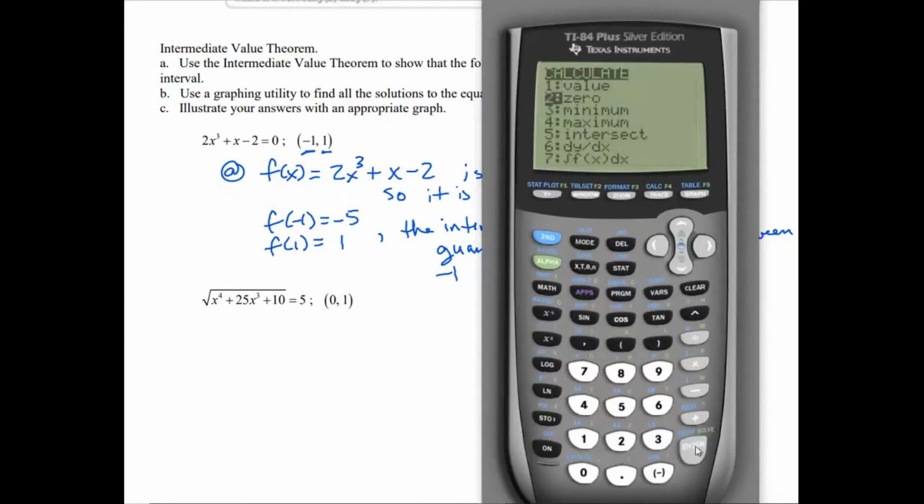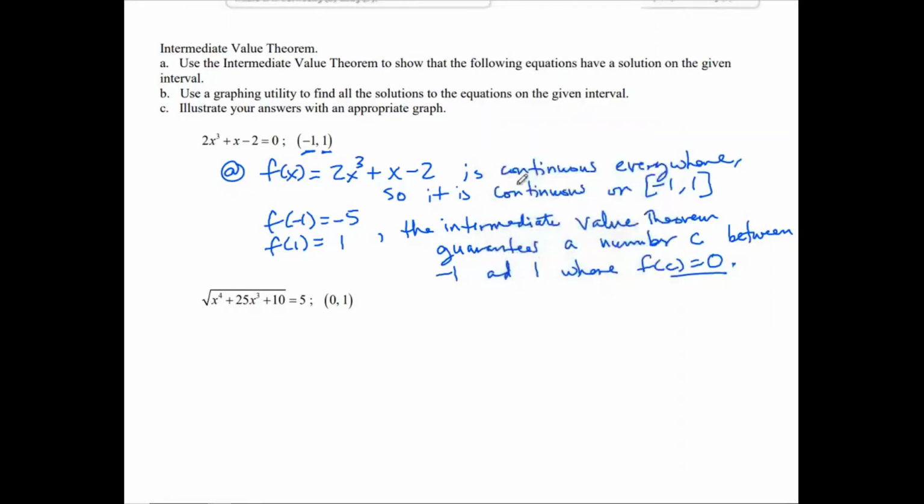Choice 2 is 0. And now I've got to kind of set a bound. In case there's more than one 0, then you've got to set a bound around it. So I'm just going to say 0 for the left bound and 1 for the right bound. And then you can guess, I'm just going to hit enter, and it gives me the 0 is around 0.3512235. Okay, so what I would put here then for the B part is c is around 0.835.